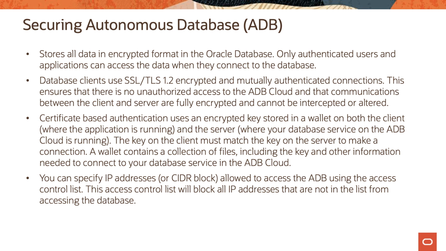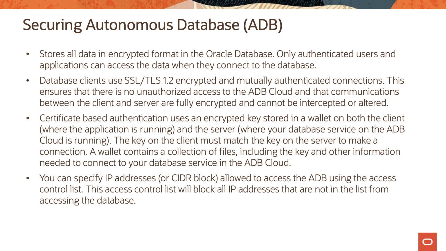This ensures that there is no unauthorized access to the Autonomous Database Cloud, and that communications between the client and server are fully encrypted and cannot be intercepted or altered. Certificate-based authentication uses an encrypted key stored in a wallet on both the client and the server. The key on the client must match the key on the server to make a connection. A wallet contains a collection of files, including the key and other information needed to connect to your database service in the Autonomous Database Cloud.